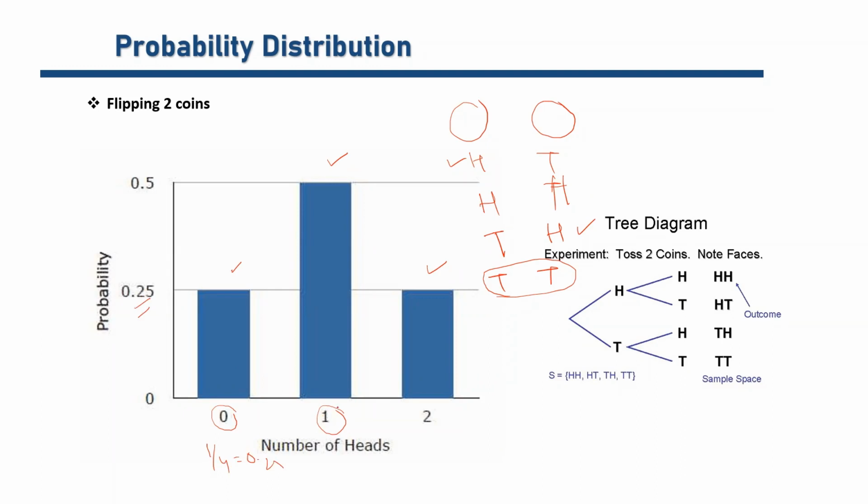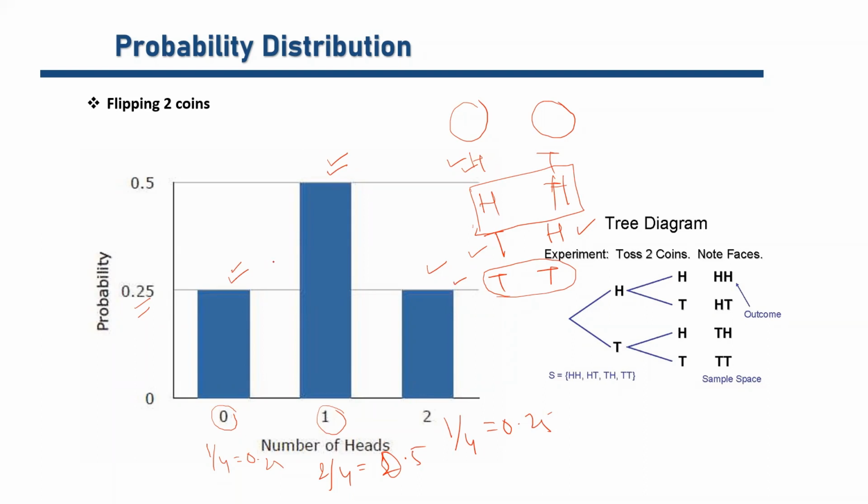Number of heads equals 1. How many cases do you have with one head? You have 2 cases, one here and one here, where you have only one head. So it is going to be 2 by 4, which is 0.5. And likewise, the probability of getting 2 heads is only 1 case, so it is 1 by 4, which is 0.25. 0.25 here, 0.5 here, and 0.25 here.